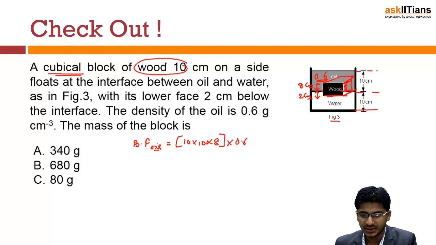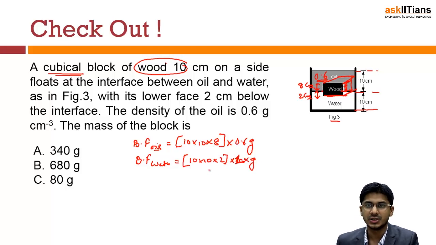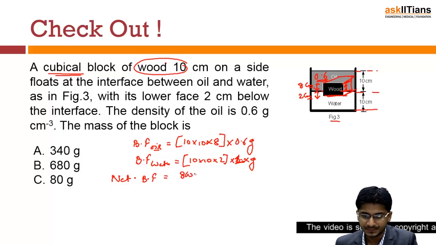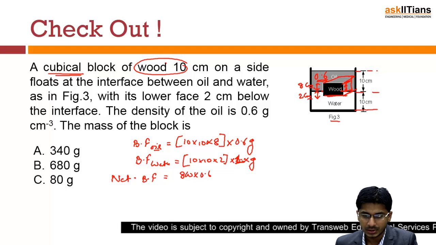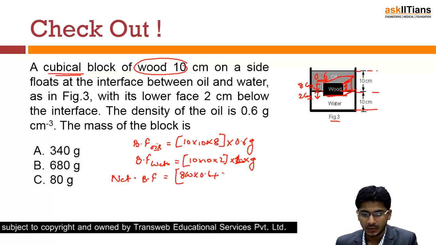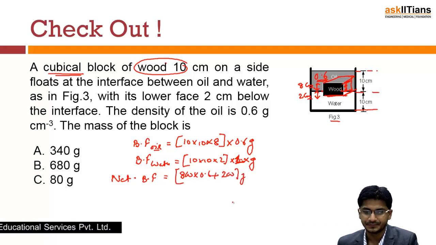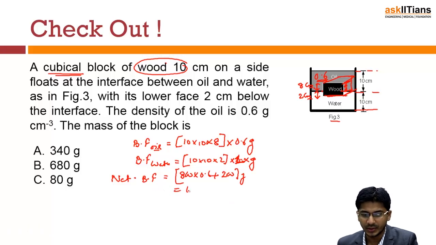into 0.6 G. Similarly, the buoyant force due to water will be 10 into 10 into 2 into 1 into G. Density of the water is 1 gram per centimeter cube. Now the net buoyant force, since both are acting upward, they will add up. It will give you 800 into 0.6 plus 200 times G. Now this whole thing must be equal to mg.